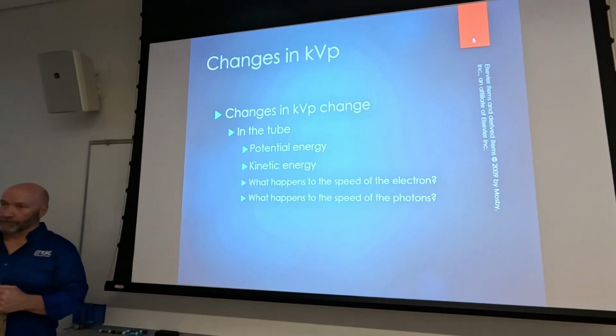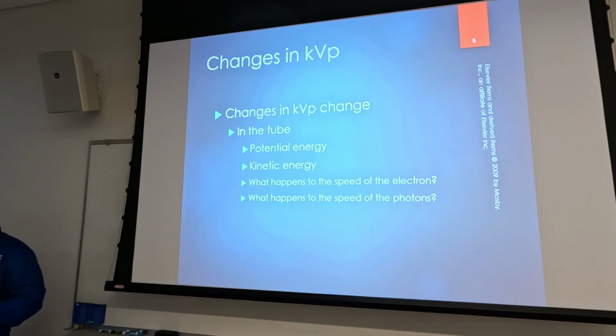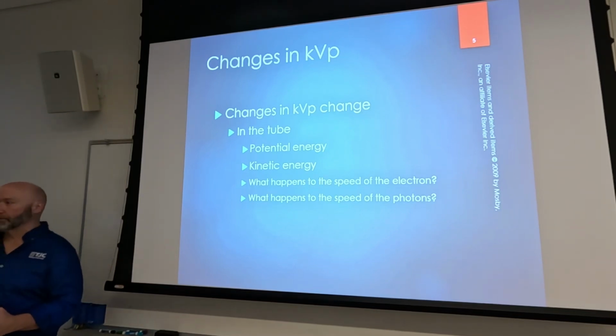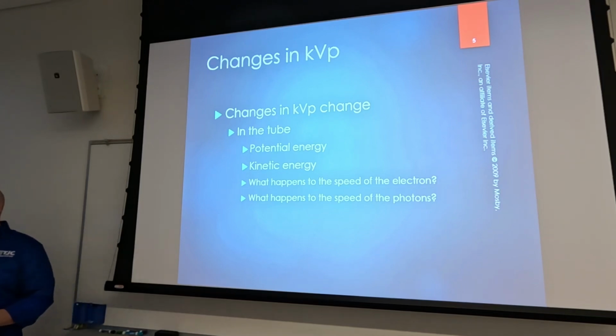So when we apply the kVp, the cathode becomes much more negative to push those electrons across. The anode becomes much more positive to pull those electrons across. What that results in is an acceleration of the electrons across the tube. The higher the kVp, the faster the electrons go. And they travel very, very fast.